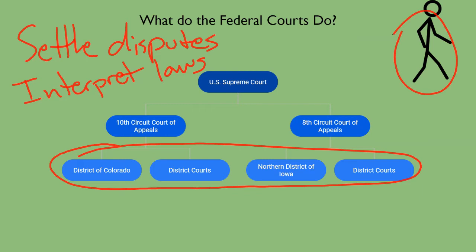Federal courts also settle disputes between states. So if one state sues another state, they can settle that dispute. And then if there's a citizen from one state suing a citizen from another state, so if somebody living in Colorado who's a citizen of Colorado sues somebody living in Iowa, then a federal court can hear that. That's called diversity jurisdiction.